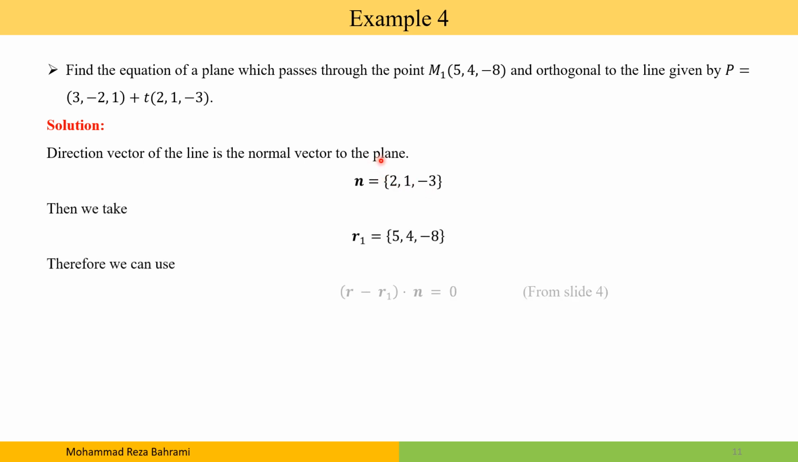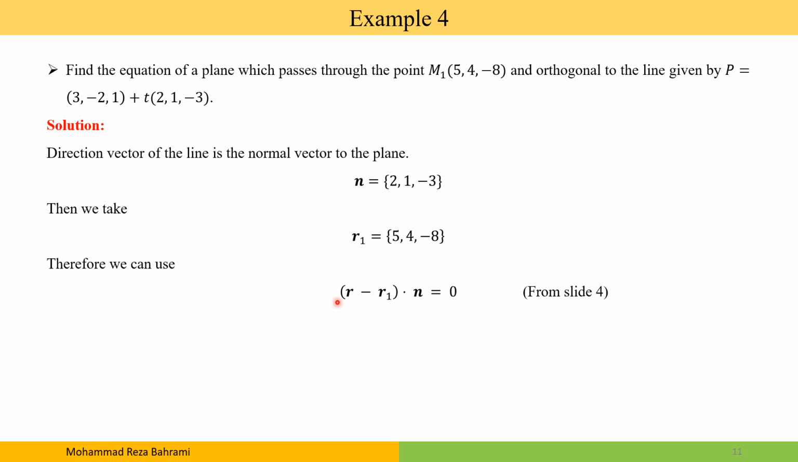And we have R1, so we have a point on the plane. So the position vector of M1 simply is 5, 4, minus 8. From slide 4, as you remember, we obtain the equation for a plane.